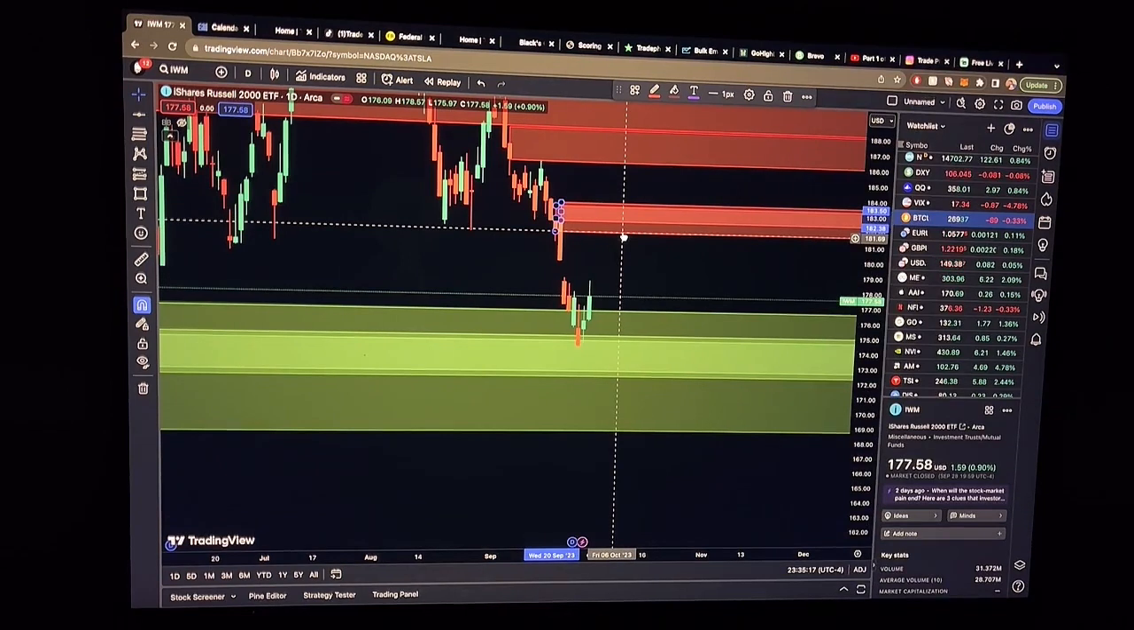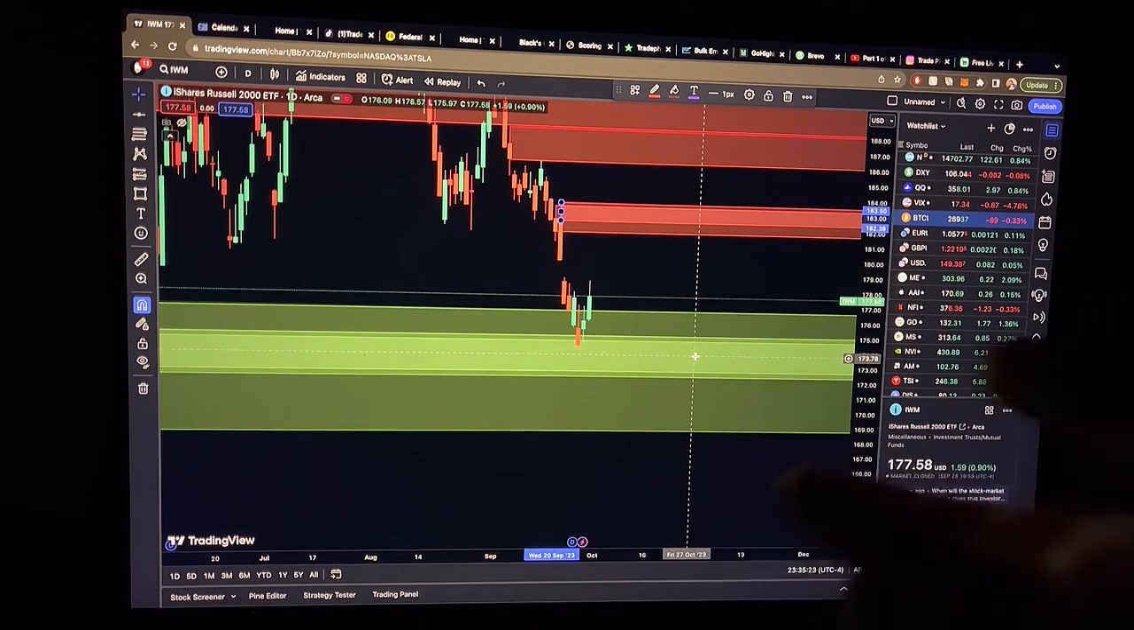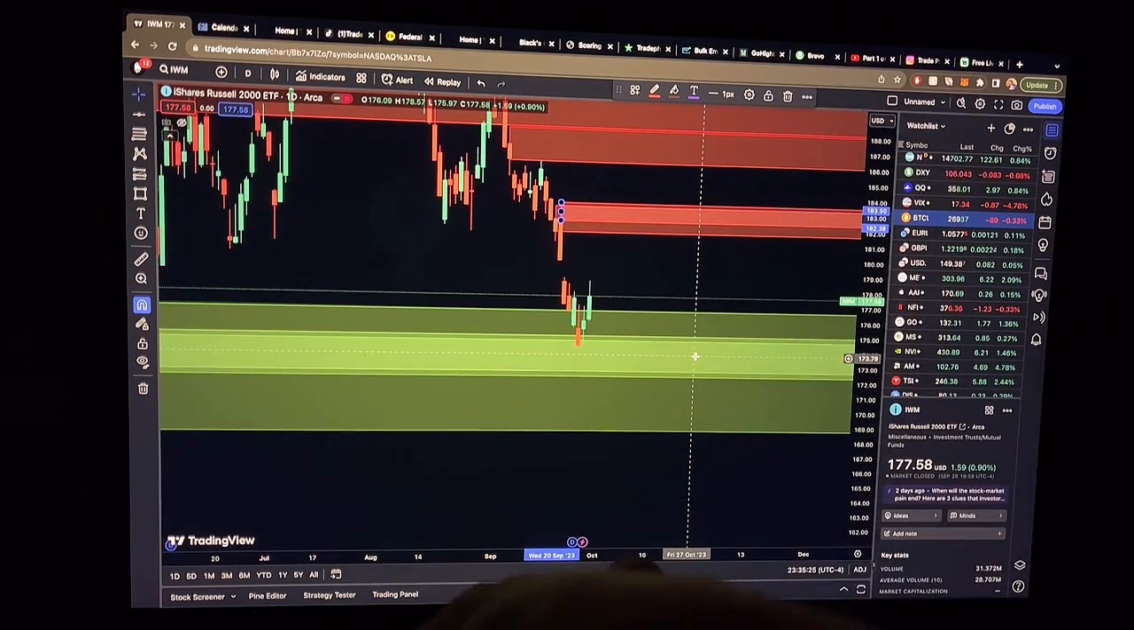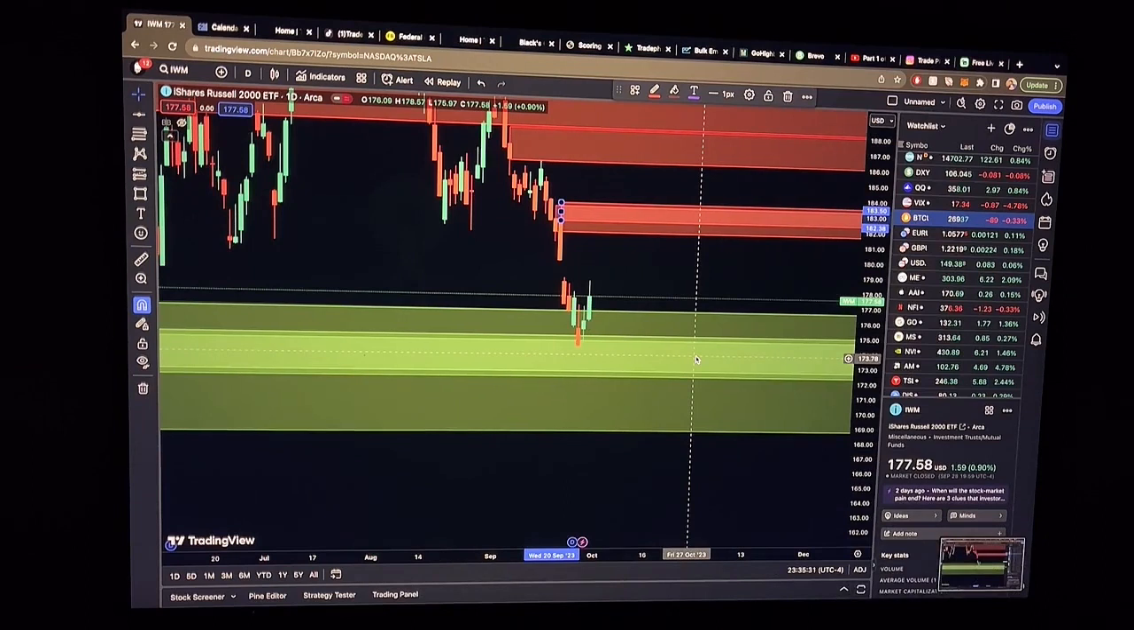All right. So anyway, that's what I would look at here on IWM, man. And I actually think that's an interesting level. It's interesting enough that I'm actually going to take a screenshot of it. I'm going to do a deeper dive. And when price gets back close to these levels, guys, that's when we look at technicals.